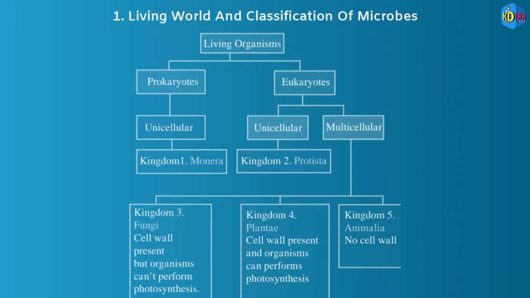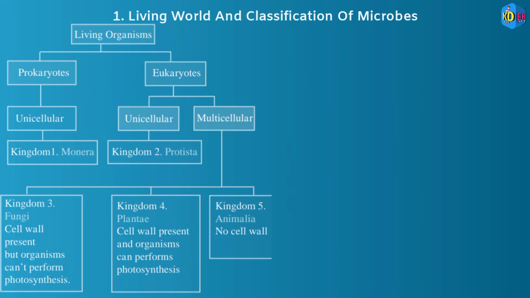You can see the living organisms diagram. We learn living organisms are prokaryotes and eukaryotes. Prokaryotes are unicellular; eukaryotes are unicellular or multicellular. Unicellular: kingdom 1 Monera, kingdom 2 Protista. Multicellular: kingdom 3 Fungi, cell wall present but organisms cannot perform photosynthesis. Kingdom 4 Plantae, cell wall present and organisms can perform photosynthesis. Kingdom 5 Animalia, no cell wall.